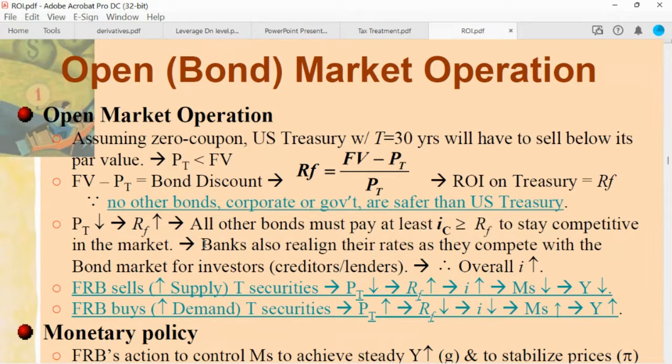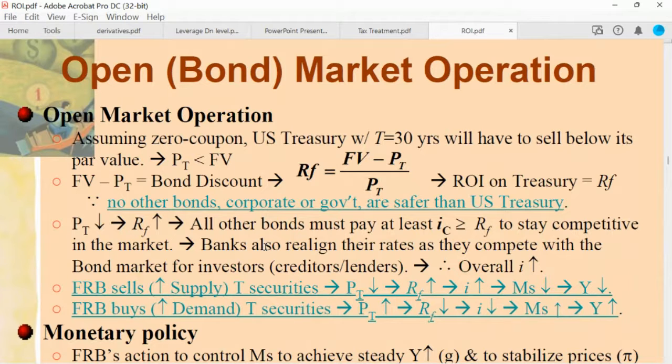Both bond markets and banks are also competing for lenders. Isn't that right? And if the bond market is paying higher return, then all the investors will run to the bond market. The banks won't get any deposits. Nobody will put money in the bank.